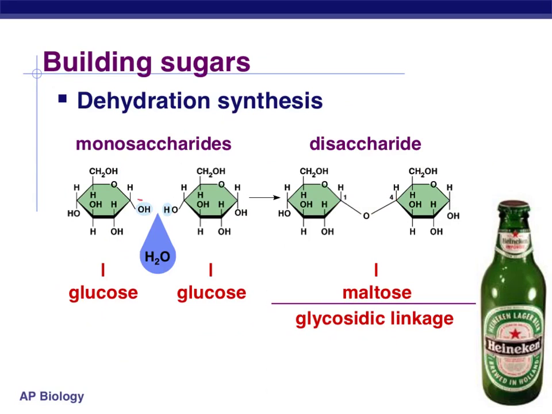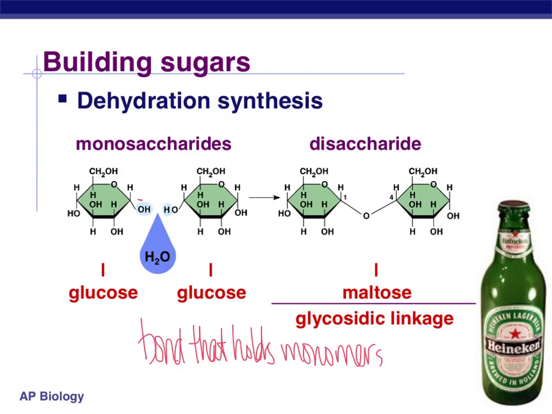So glycosidic linkage is the bond that holds monomers together. Okay, so again, the bonds that hold monomers together is called a glycosidic linkage. Those are made through dehydration synthesis. The other term that you should hopefully remember for this is condensation reaction.